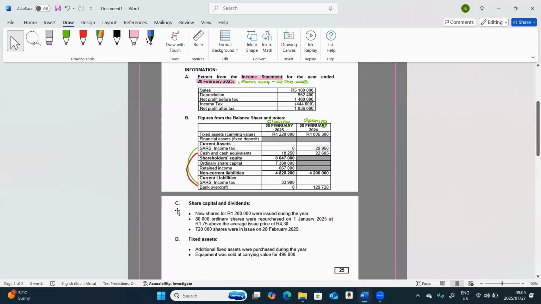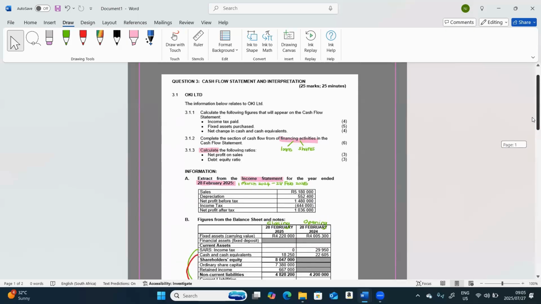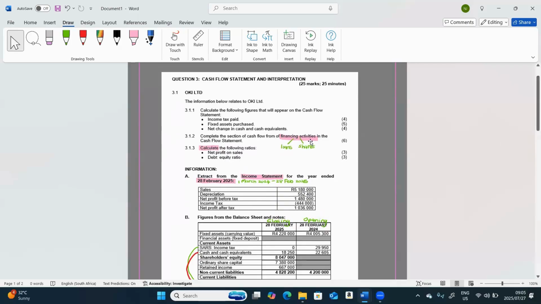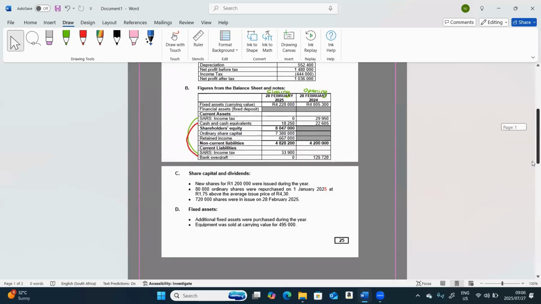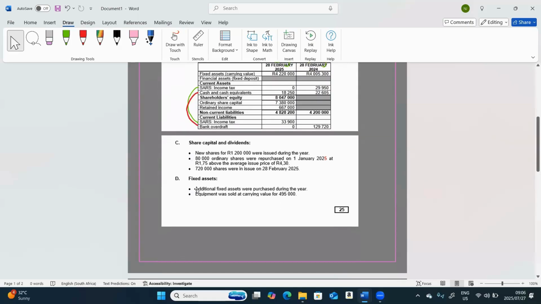Okay, then we get to information number C, which is our share capital and dividends. Guys, we already know what we are going to use this information for, right? We are going to use it for 3.1.2, right? Which is our financing activities, right? Anything relating to shares will be under financing activities. Okay, perfect. And then number D will be our fixed assets.